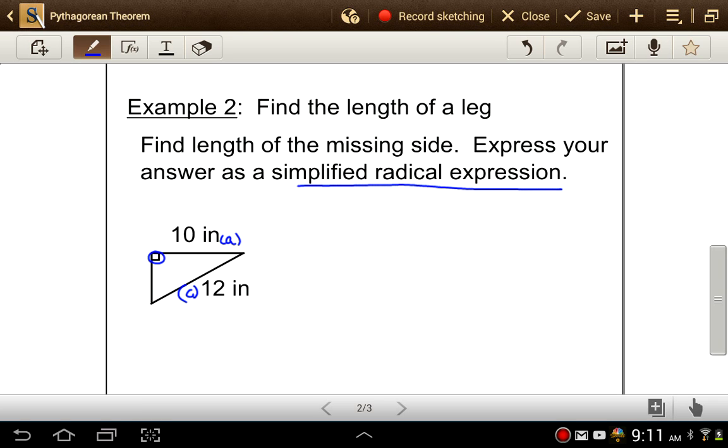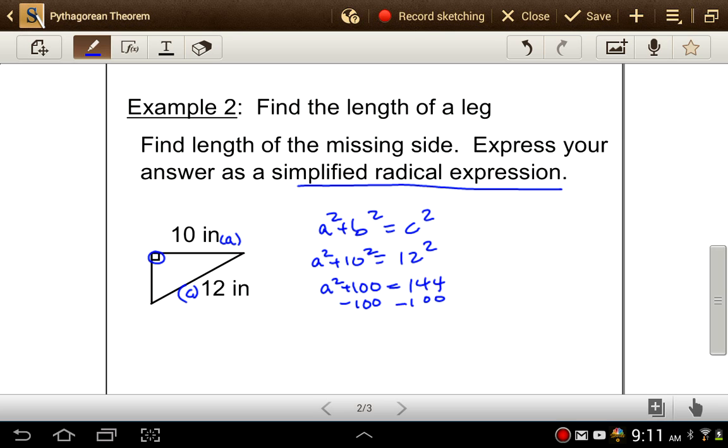I don't want to know what A squared is, I want to know what A is. So I take the square root of both sides. This one says write your answer as a simplified radical expression. A equals, and I'm going to do some side work over here to figure out what the square root of 44 is. Well, that would be the square root of 4 times 11. The square root of 4 is 2, so that would be 2 square root of 11. So my final answer would be 2 square root of 11 inches. That is the length of that missing side.